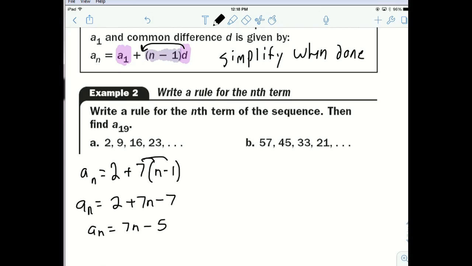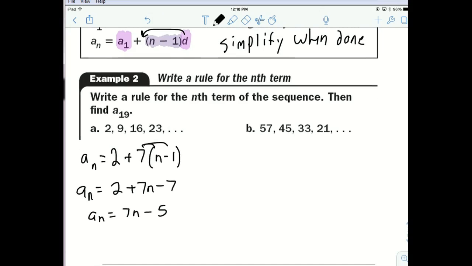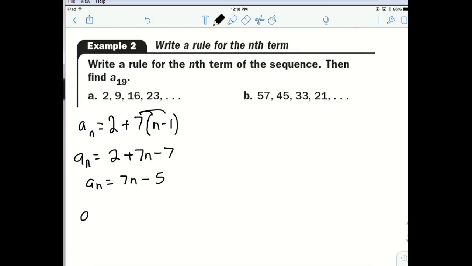Now, if you think about -5, that's really the 0th term, and you could go backwards to figure that out. We are also asked to find a sub 19, which just simply means plug in 19 and see what we get. So a sub 19, 7 times 19 subtract 5 is 128. So the 19th term is 128.